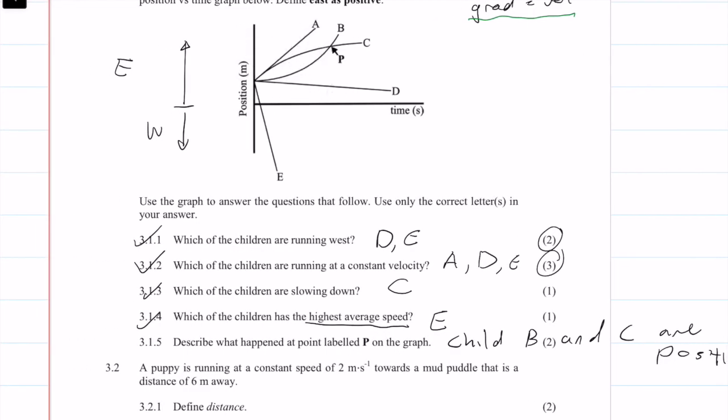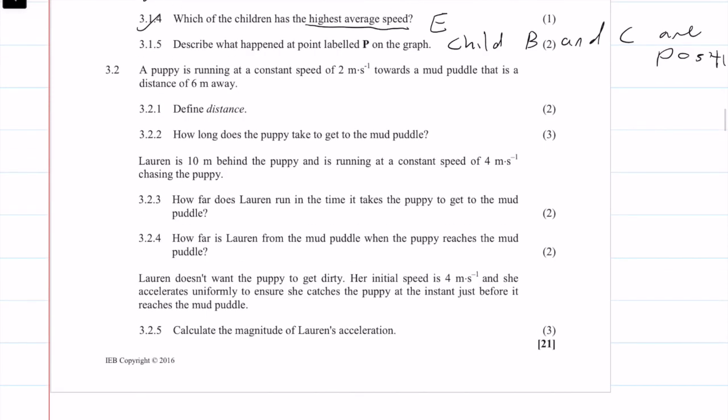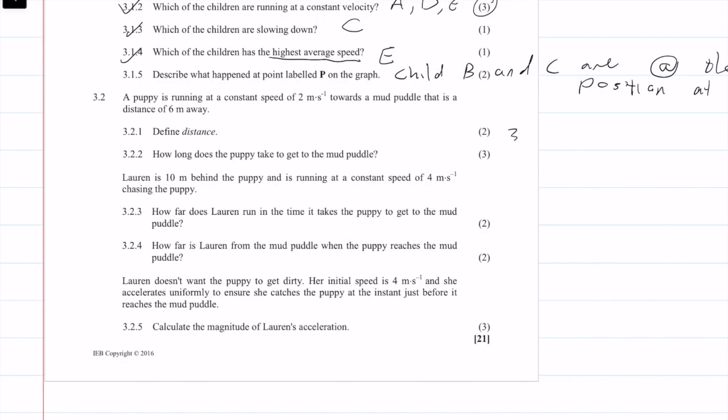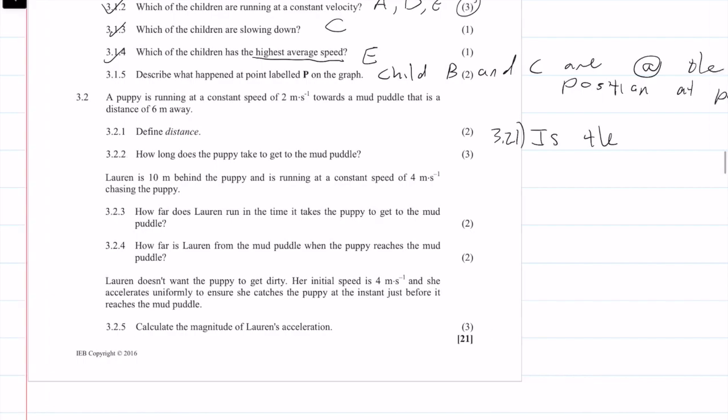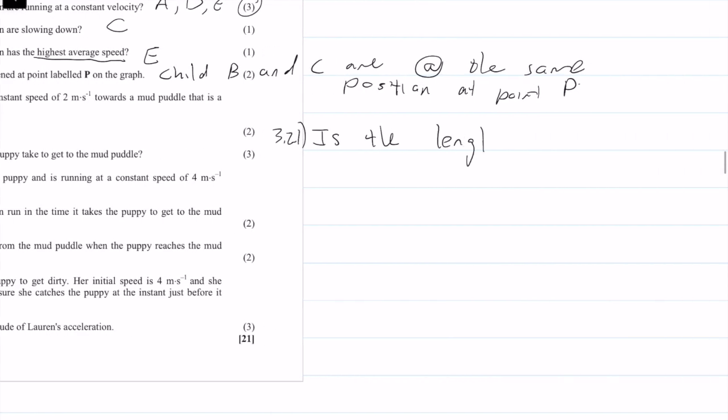Question 3.2. Definition, here we go. Define distance. I like to do a definition if I see it, because then I just get it out the way. Distance is the length of the path traveled.